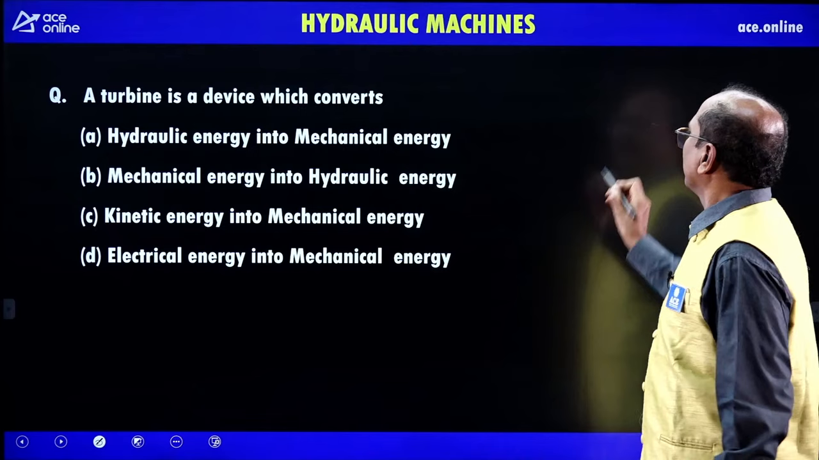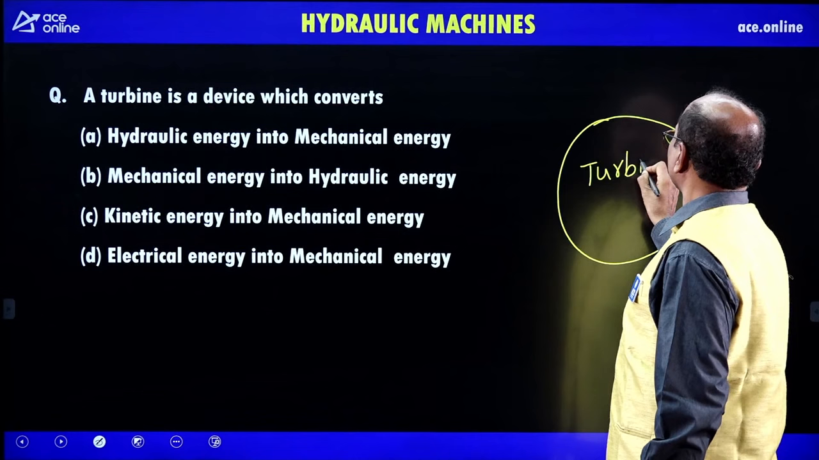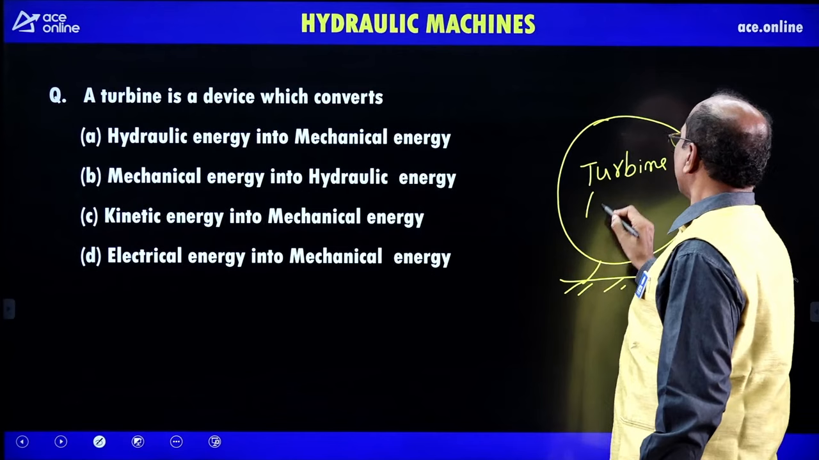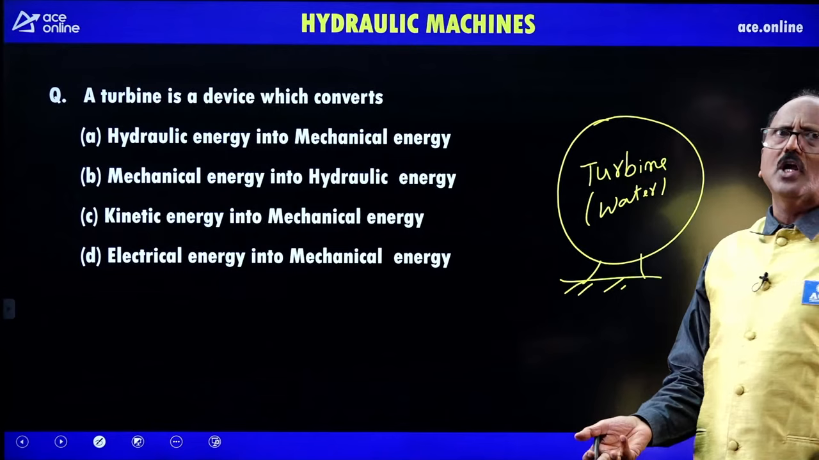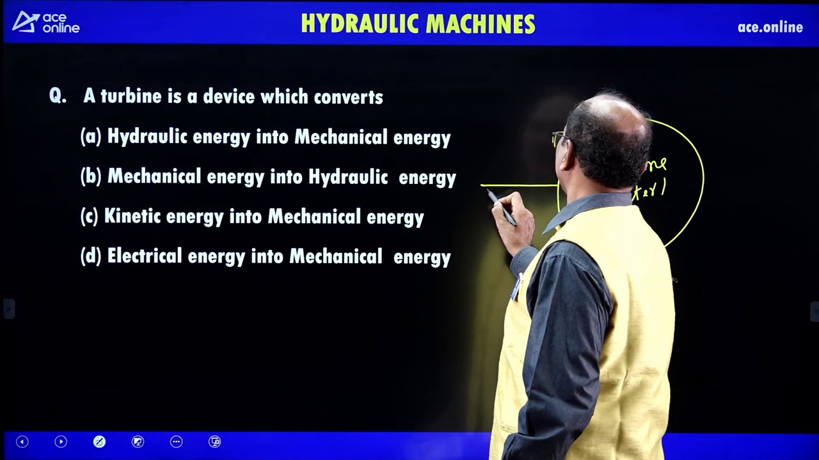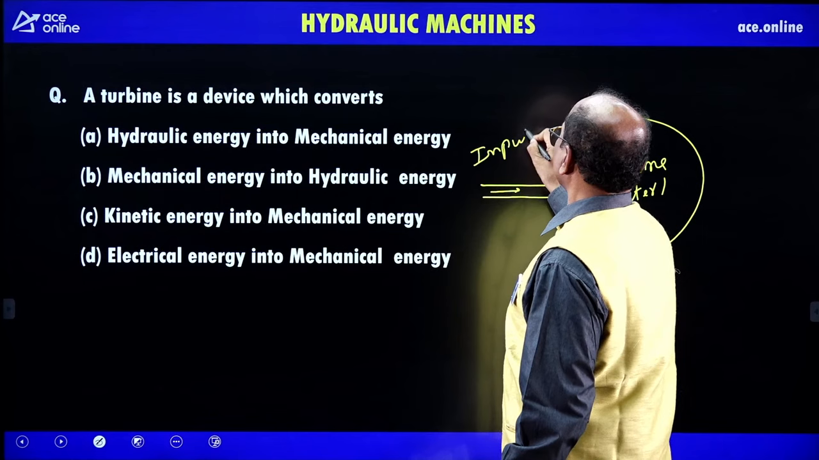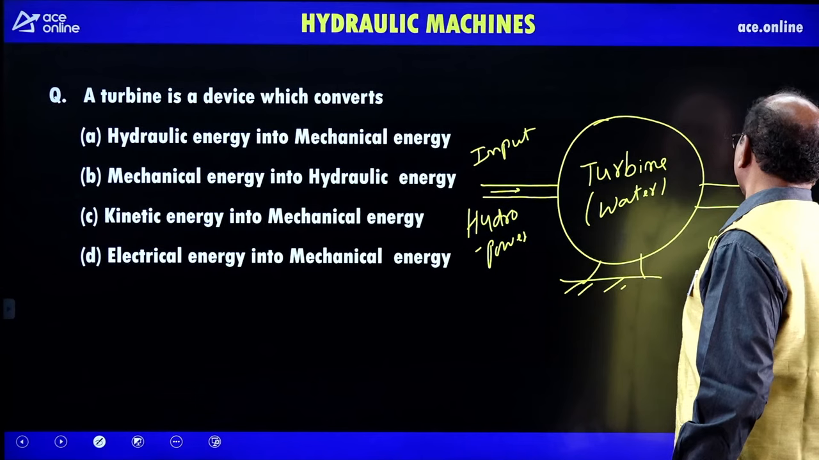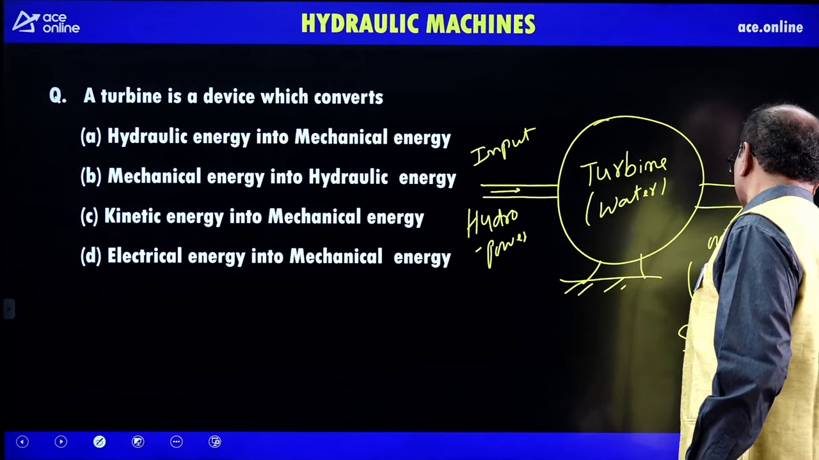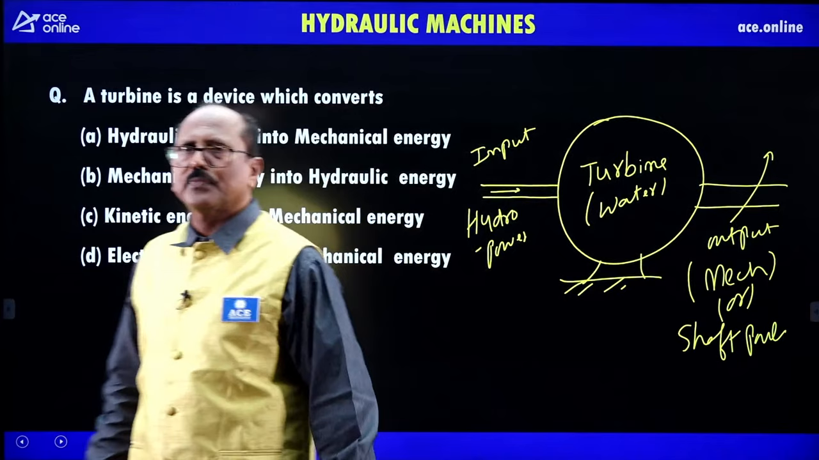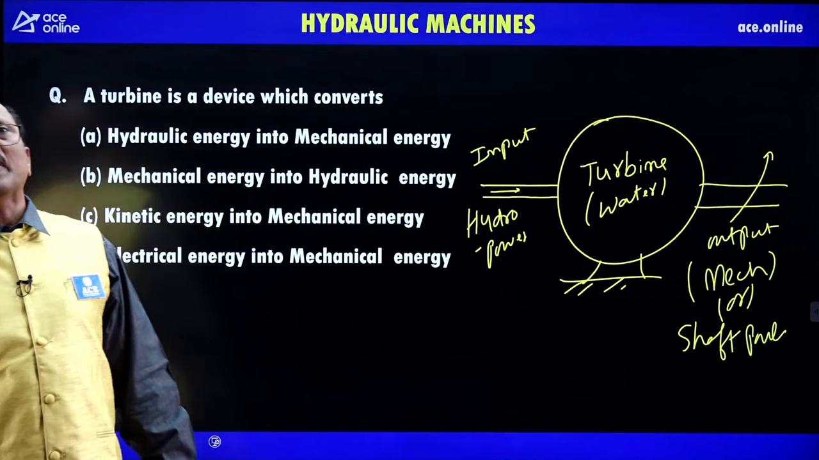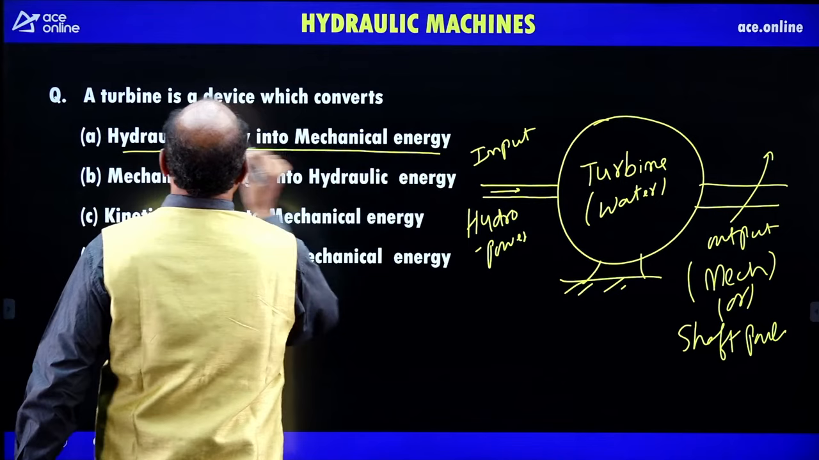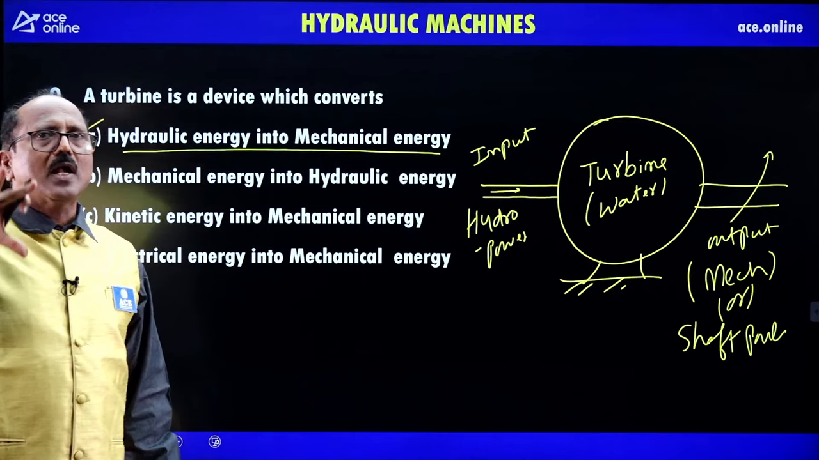Turbine is a device. This is called a turbine. What turbine? Water turbine. It can be a thermal turbine, a steam turbine, a gas turbine, a wind turbine, anything. But from the water turbine point of view, the input is water power, hydro power. The output is electrical power, or mechanical power, shaft power. So, a turbine is a device which converts hydraulic power into mechanical power, hydraulic energy into mechanical energy. Option A is correct. A water turbine converts hydraulic energy into mechanical energy.